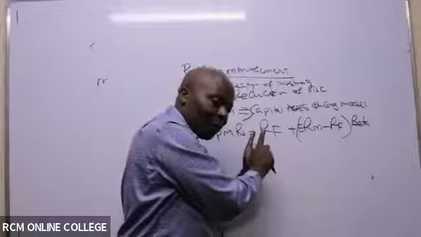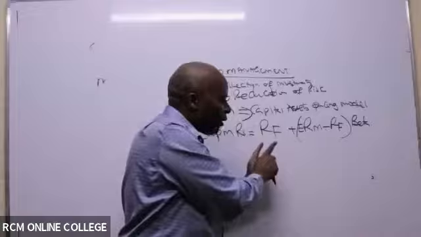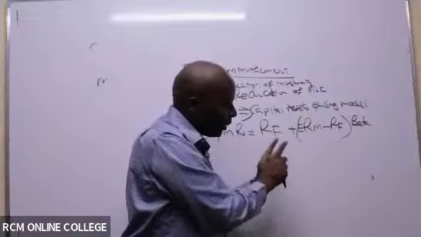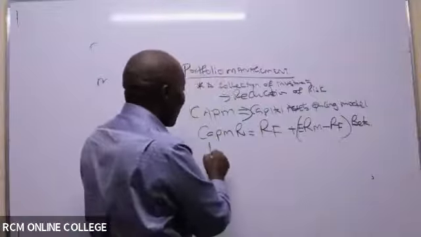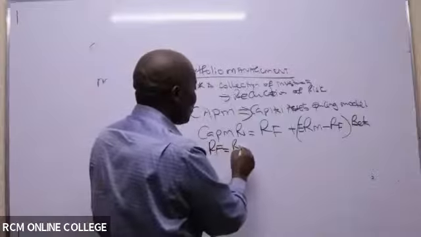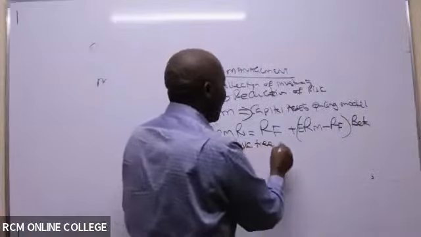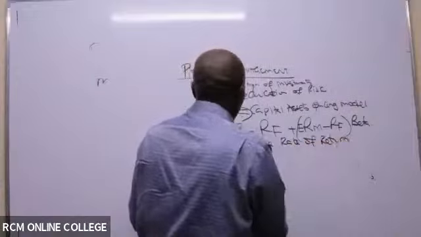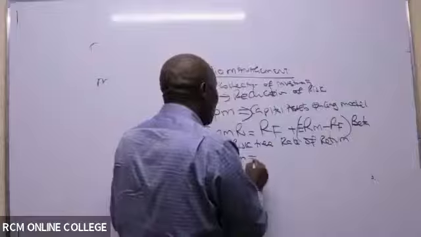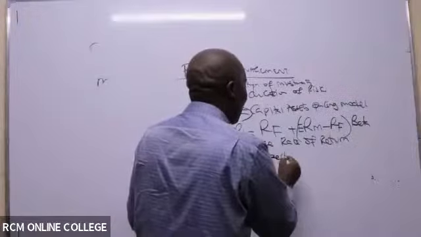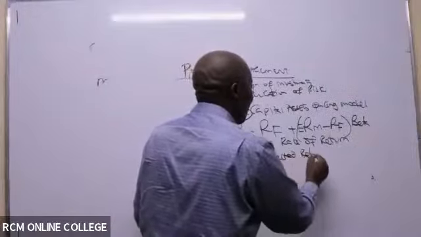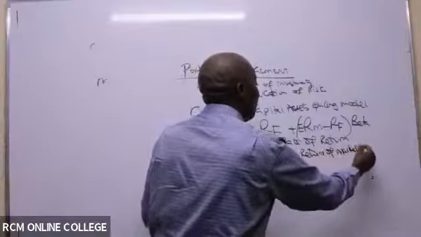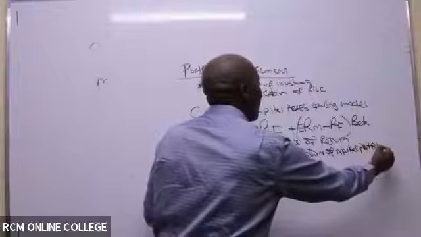Give money to the government. So we have risk-free, plus expected returns of the market minus risk-free, multiplied by beta. Now listen, ladies and gentlemen, this RF stands for risk-free rate of return. This ERM stands for expected returns of the market portfolio.